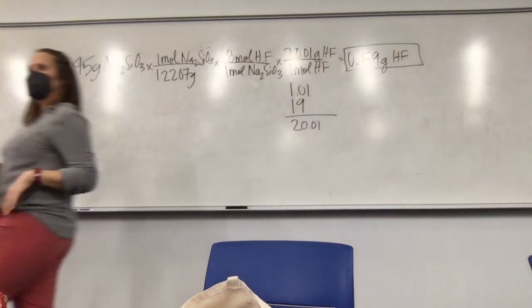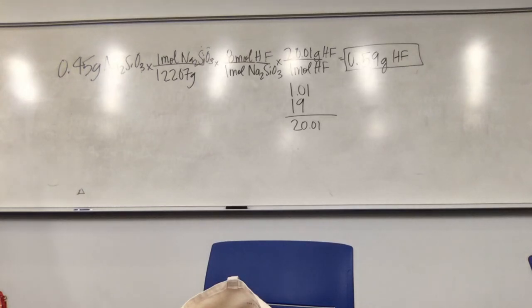Well, let's do another example, y'all. In this case, solid lithium hydroxide is used to remove carbon dioxide exhaled by astronauts in space. The lithium hydroxide reacts with carbon dioxide to form solid lithium carbonate and liquid water. How many grams of lithium hydroxide are required if 250 grams of carbon dioxide is exhaled by the astronauts?